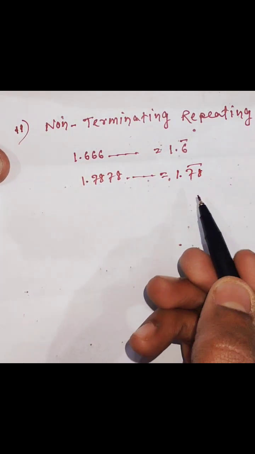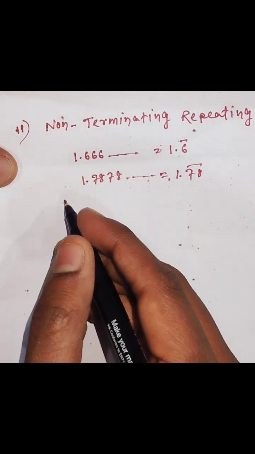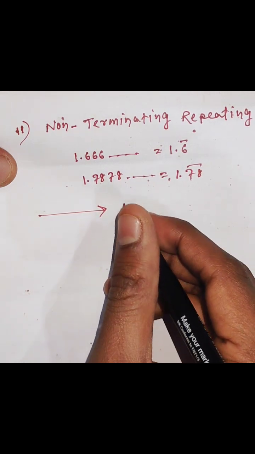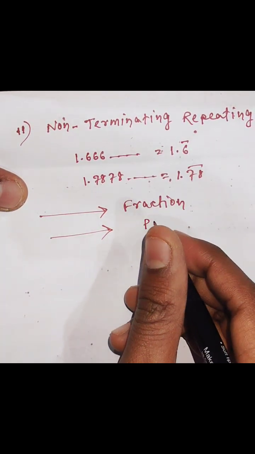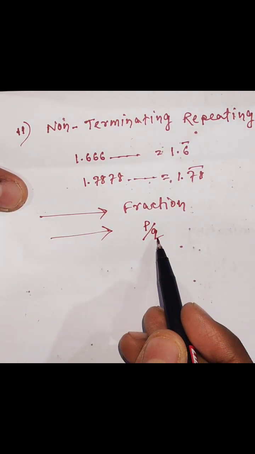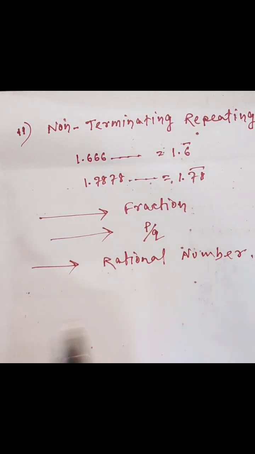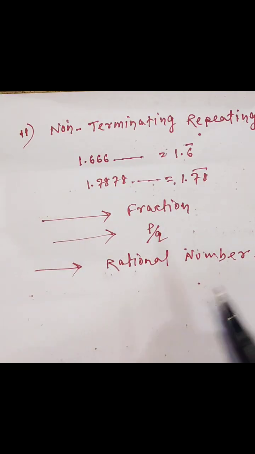All the numbers that have a non-terminating repeating decimal expansion can be converted into a fraction. That means we can convert this decimal expansion as p by q as a fraction, where both p and q are integers and q is not equal to 0. So we can conclude that these decimal expansions are also rational numbers.